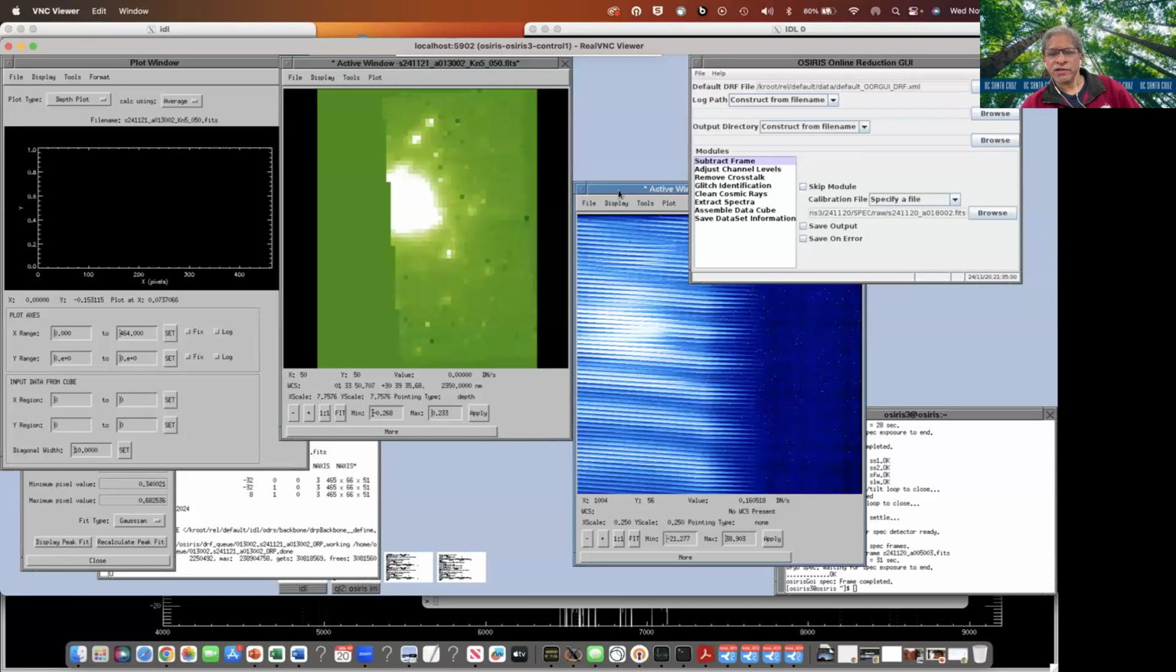But I believe what we're seeing here, these are this thing that we were looking at. Where is it? This active window, I believe these are all spectra.